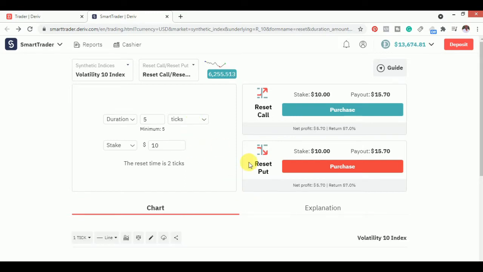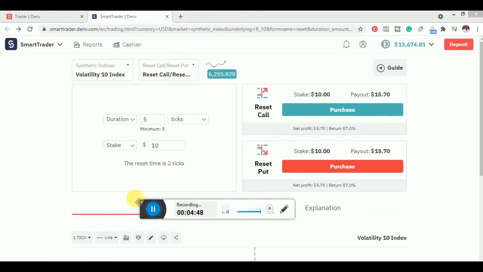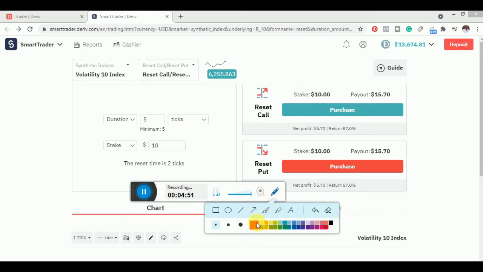Now, like I explained earlier, this is how the reset call option works. Let me see if I can grab a drawing tool. Yeah, I need this. Okay, so here we are. Let's say you have a trade proceeding downward. Let's say you choose reset put, and your barrier is here, and eventually your trade goes up and up and up and crosses your barrier.